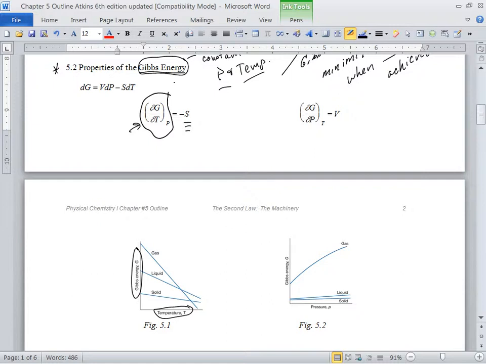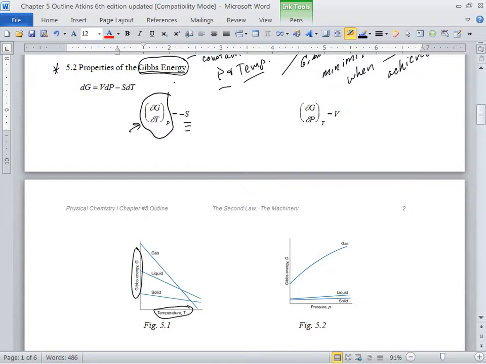Why is the slope negative? Because S is always positive. As you're increasing temperature, entropy gets bigger, more states accessible. But that's why they have minus S, because the negative sign takes that into account to make it go down.